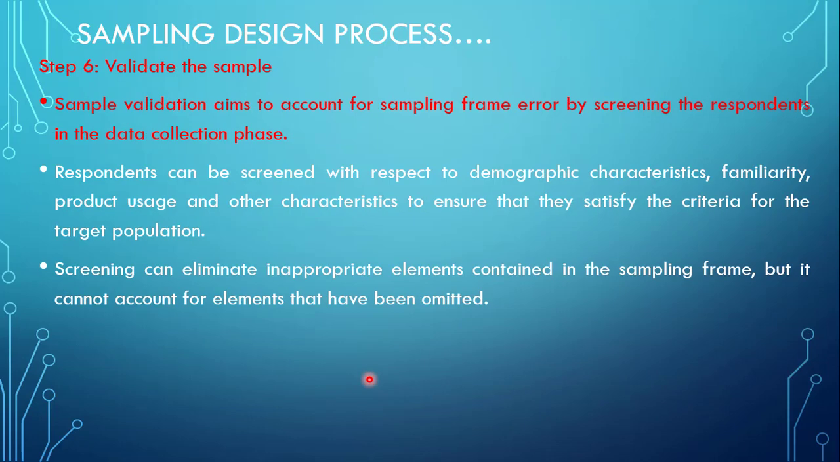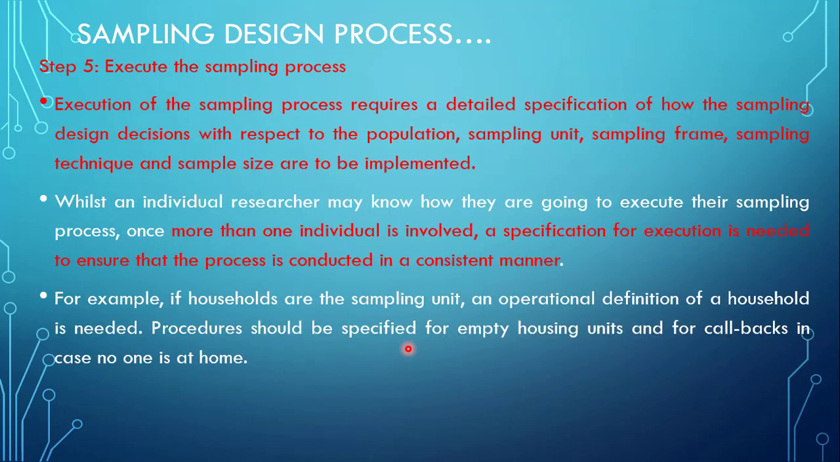And the last step will be validating the sample. Whenever you validate the sample, it is checking for sampling frame errors, screening the respondents in the data collection phase, and checking whether the implementation is correct according to the plan. So these are the 6 steps in determining the sample.